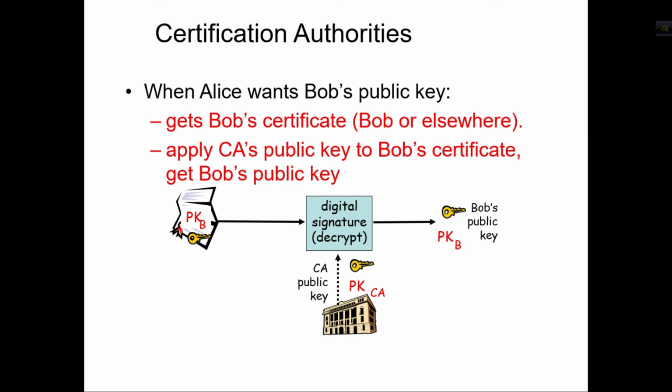Now, regarding certificate authorities: when Alice wants Bob's public key, she gets Bob's certificate from Bob or elsewhere, then applies the certificate authority's public key to Bob's certificate to get Bob's public key. Here, mainly the digital signature decryption process is shown in this diagram, according to the CA public key, and after this decryption the Bob public key will be generated.